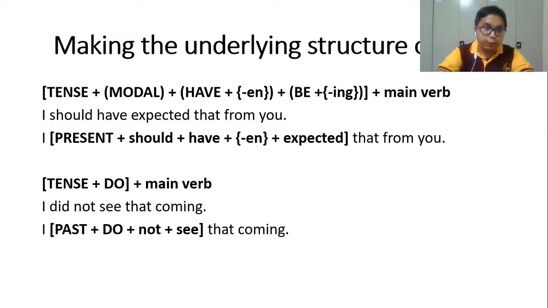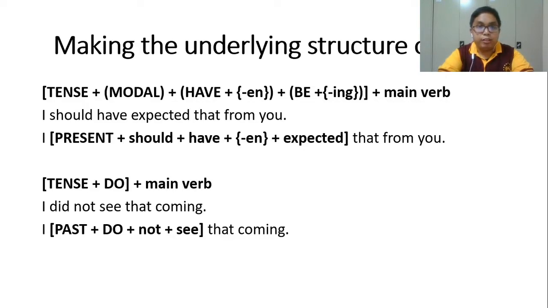For your first formula, take the sentence, I should have expected that from you. Your main verb phrase here is should have expected. Thus, you will have the following product: I, enclosed in brackets, present plus your modal should plus your perfect transformer have plus en plus expected. We can see here that have expected is already in present perfect tense, which is why we need to put have plus the en there to transform it into a present perfect tense. Then finally, that from you.